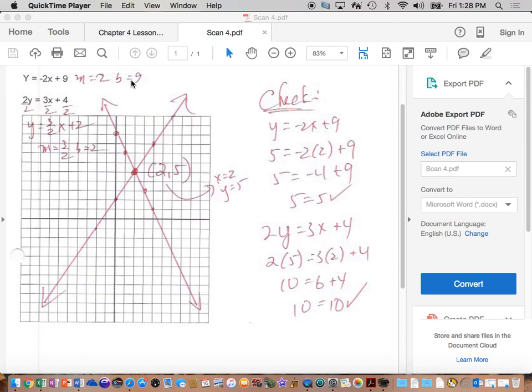You begin at 9, and you go down 2 over 1, down 2 over 1, down 2 over 1, down 2 over 1, down 2 over 1. You connect the dots. One thing I want to bring to your attention: notice how I make my lines nice and long? You always want the lines to be nice and long.